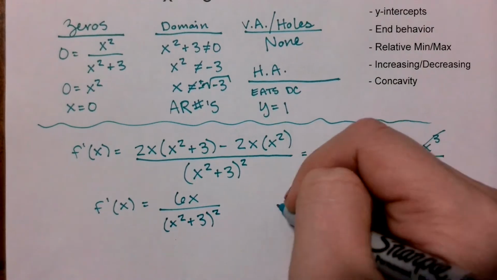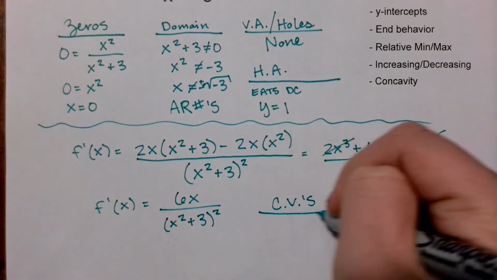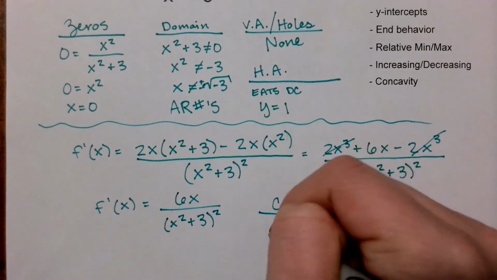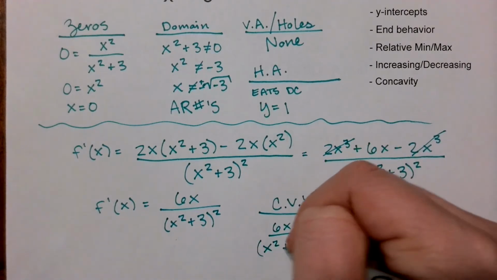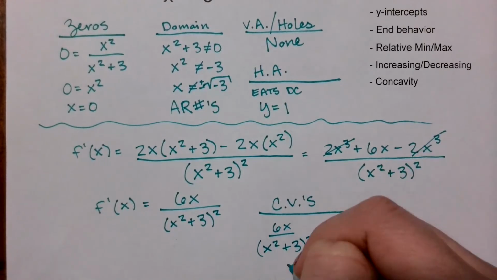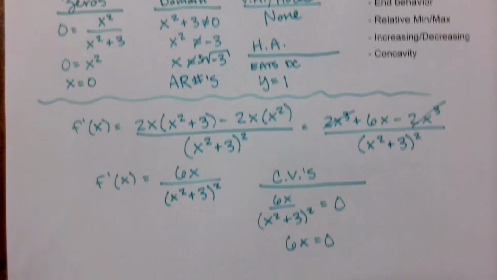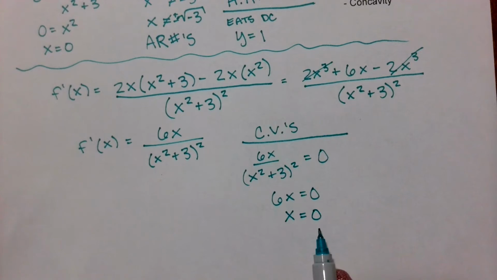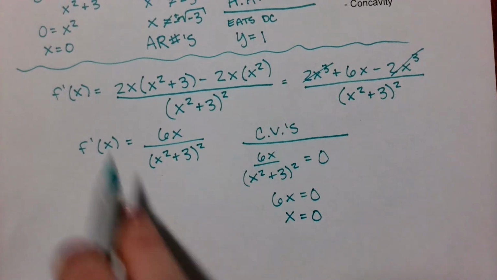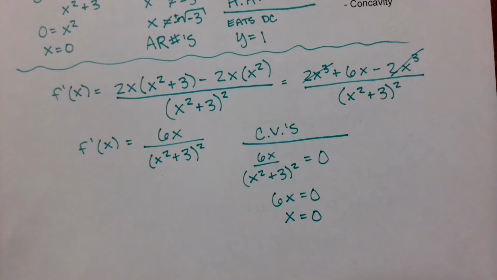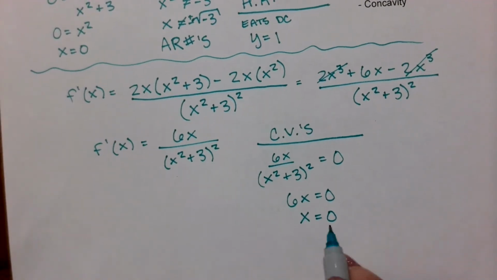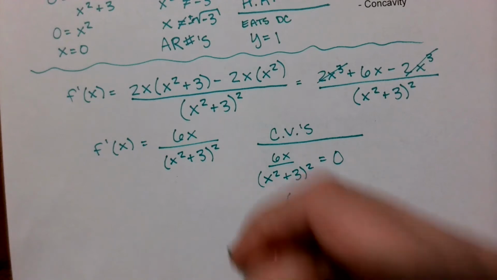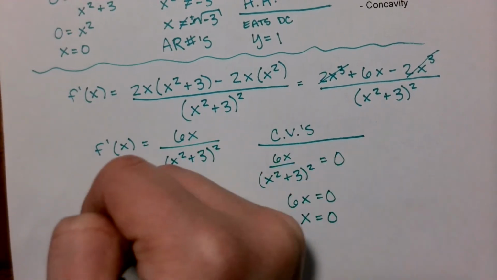So now if I'm finding critical values, I've got that 6x over the denominator, which technically, if you wanted to lose the denominator at this point, that's fine, but you get 6x equal to 0. And so we've got an x that equals 0. So this is the only place that f prime could go from positive to negative. It's the only place that could be a relative min or max on f. And so we just have the one critical value. So then we want to go ahead and look at whether this is a min or a max and decide from that where we're going to be increasing and decreasing.